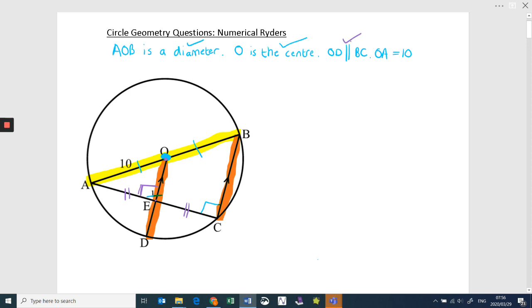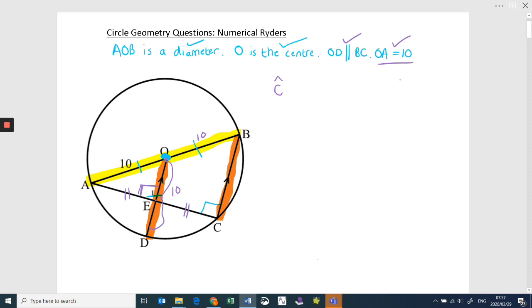The next thing I'm told is that OA equals 10. Is that special, OA? It's a radius, which means OB is also 10, and it means that this thing, OD, is also 10. And for the most part, if you handle all of the information that's given in the paragraph beforehand, as well as on the diagram itself, you really have answered most of the questions, or you can get to an answer for most of the questions.